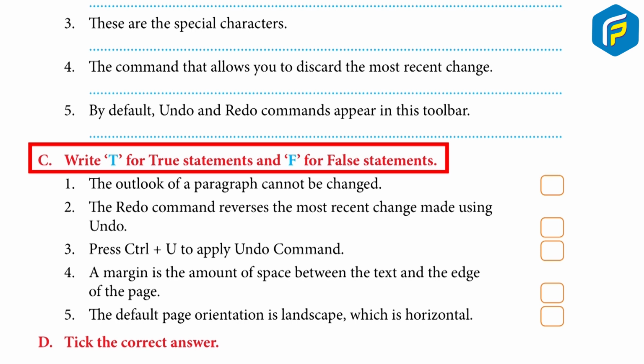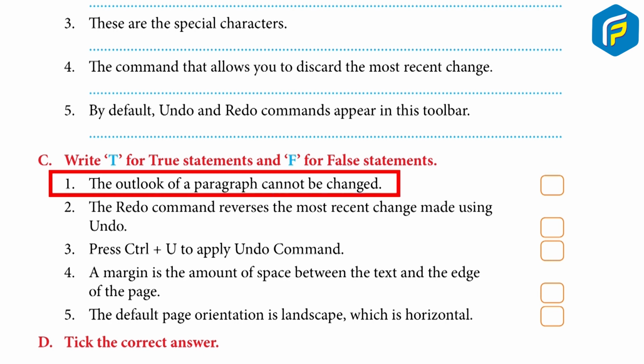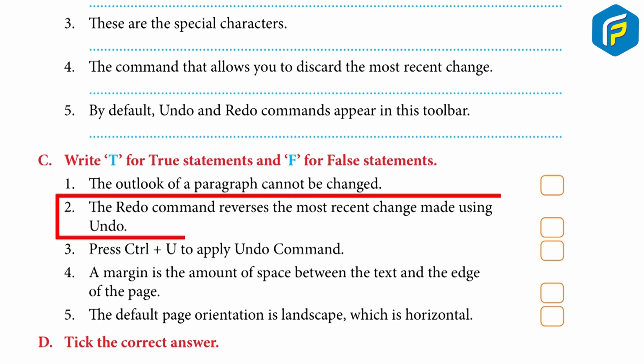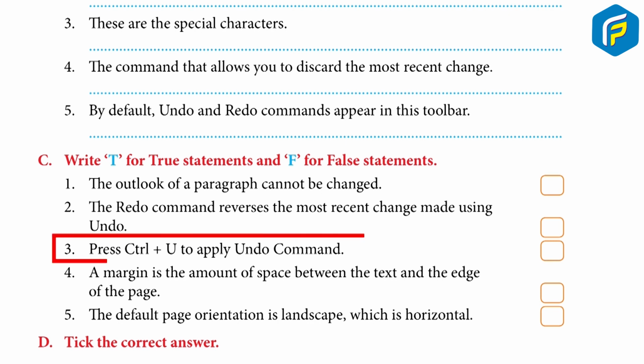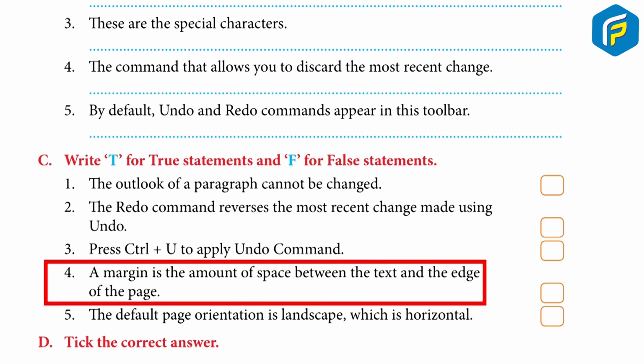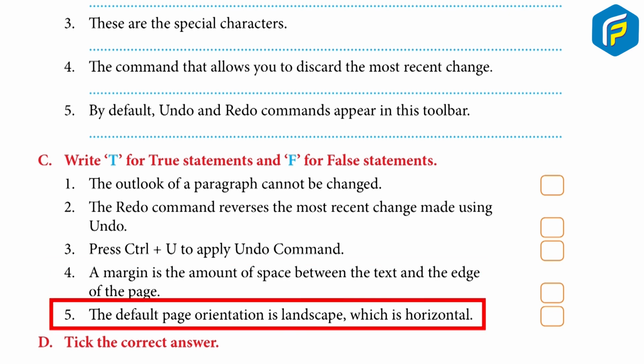C. Write T for true statements and F for false statements. 1. The outlook of a paragraph cannot be changed. Answer: false. 2. The redo command reverses the most recent change made using undo. Answer: true. 3. Press Ctrl U to apply undo command. Answer: false. 4. A margin is the amount of space between the text and the edge of the page. Answer: true. 5. The default page orientation is landscape, which is horizontal.